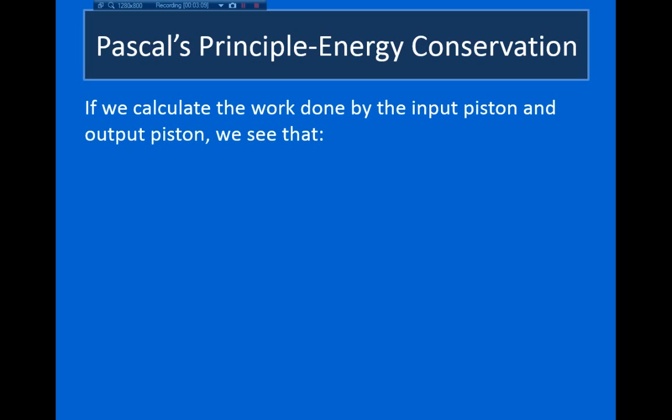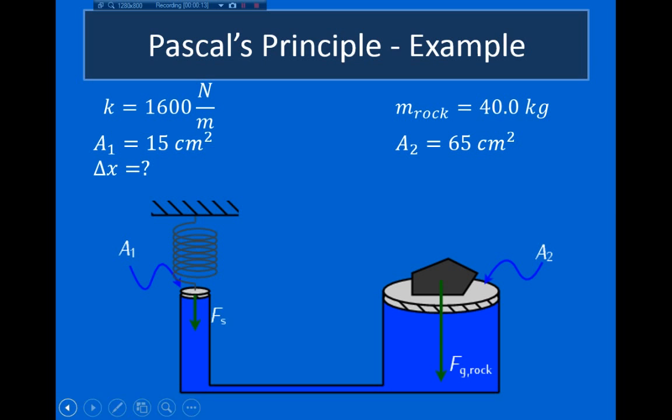So let's go ahead and look at an example. In this first example, we have a hydraulic machine, but the plunger on the left has an area of 15 square centimeters, and attached to this plunger is an ideal spring, which has a spring constant of 1600 newtons per meter, with the other end of the spring attached to a fixed wall. And the idea is that when I don't have any blocks sitting on this plunger over here, the spring is initially uncompressed. Now the question is, when I place a 40 kilogram block on this plunger over here, which has an area of 65 square centimeters, how far does this spring over here get compressed?